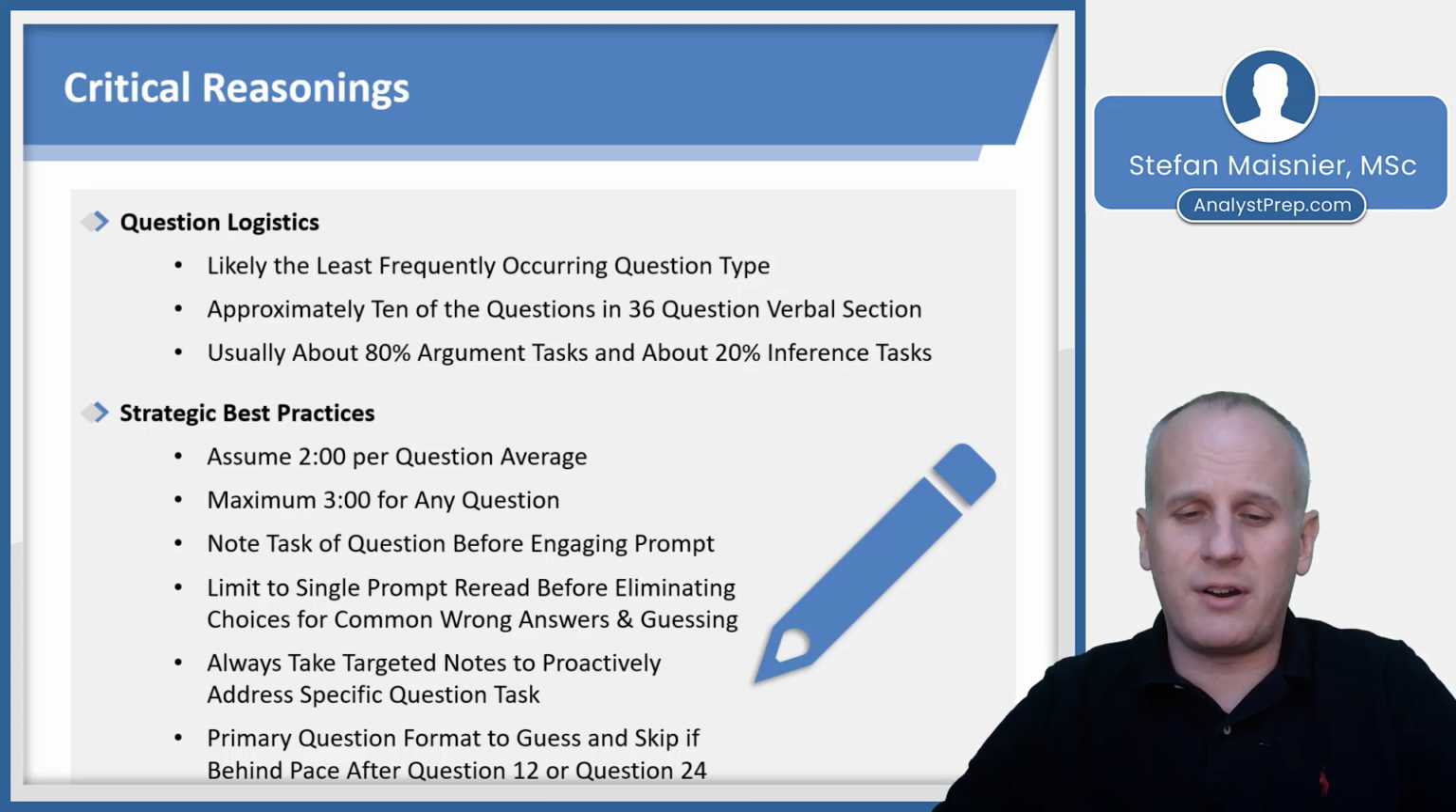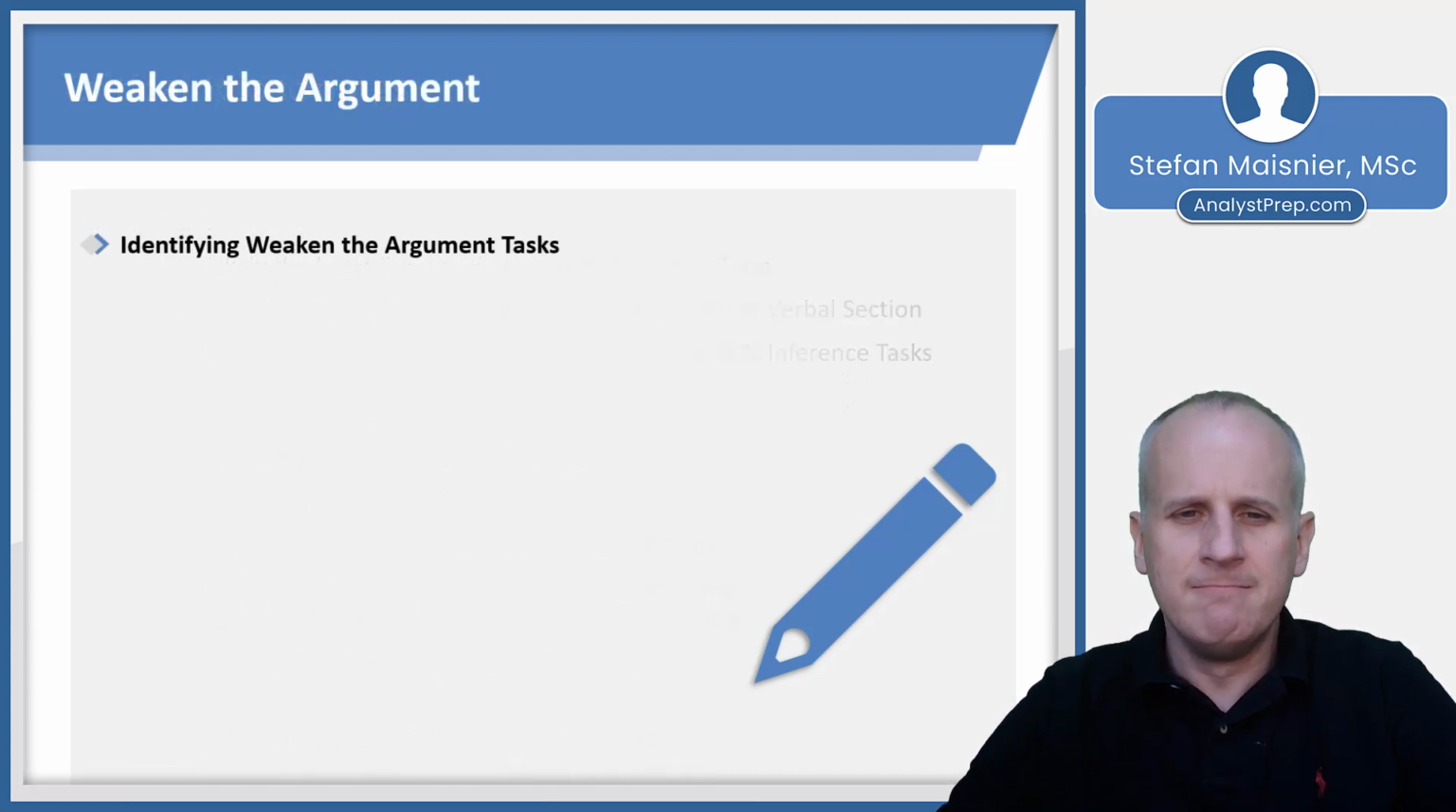So if you are, say, behind pace after question 12, you have fewer than 40 minutes remaining in the section. After question 24, again, you've got fewer than 20 minutes remaining in the section. You may proactively look for a critical reasoning or two to immediately eliminate, guess, and move on quickly to get time for other questions in the section.